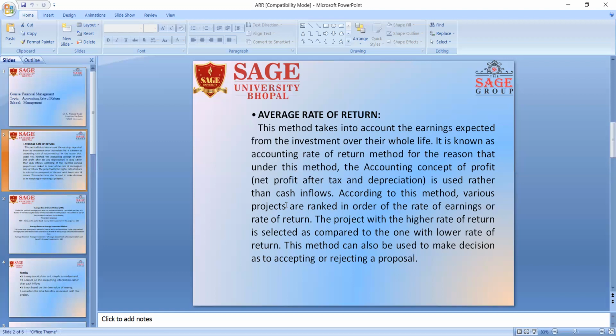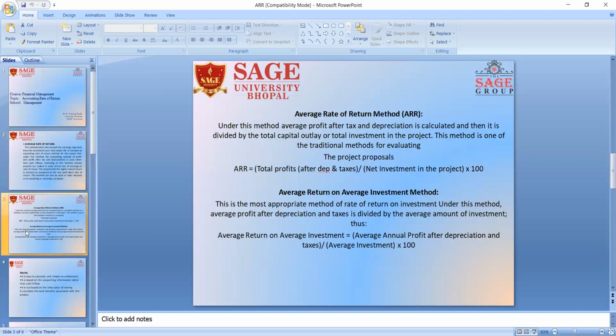So as far as the accounting information is concerned, we know that the full and fair information will be there with us, so that we also will be accepting a project with a higher rate of return. So usually management also can take decisions that where the higher rate of return is there, we can accept that project. So let us see how to calculate this average rate of return method.